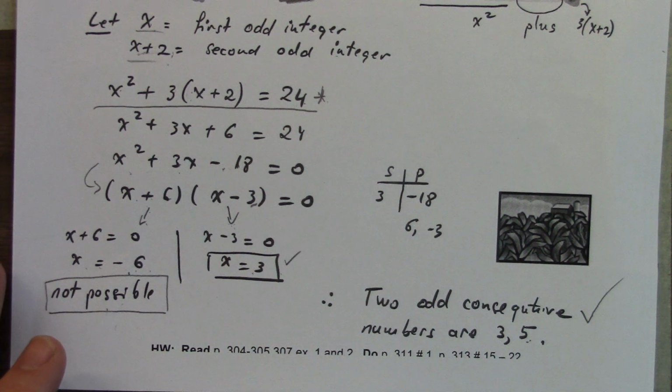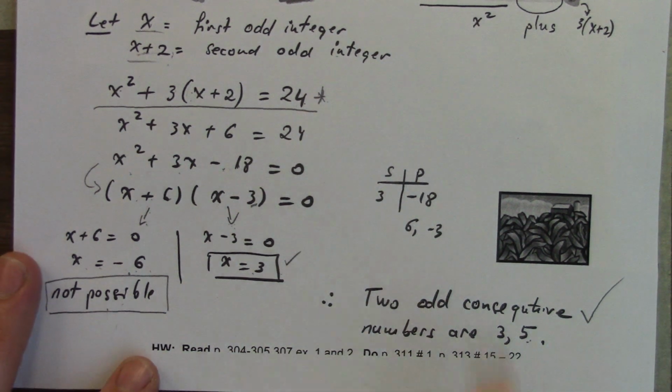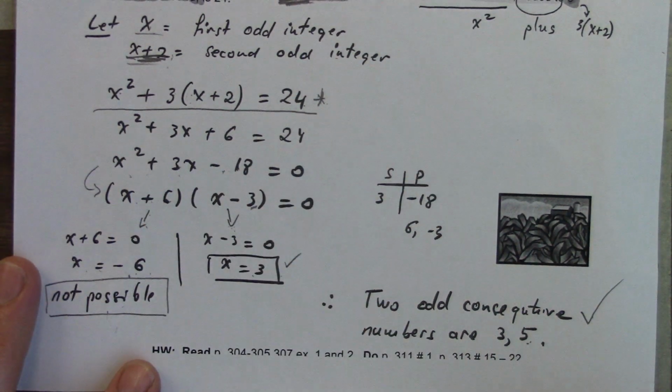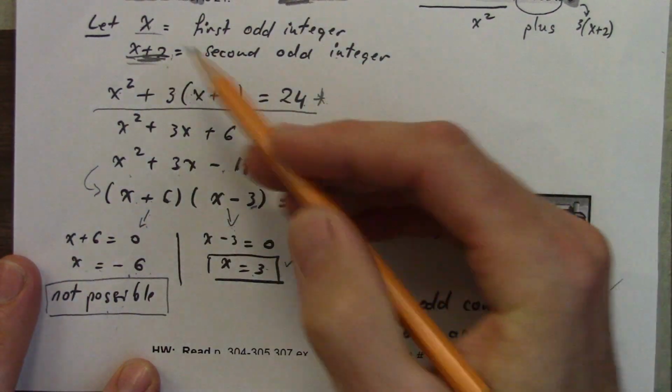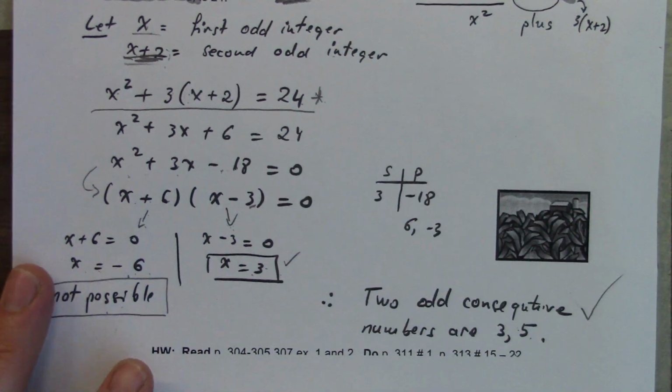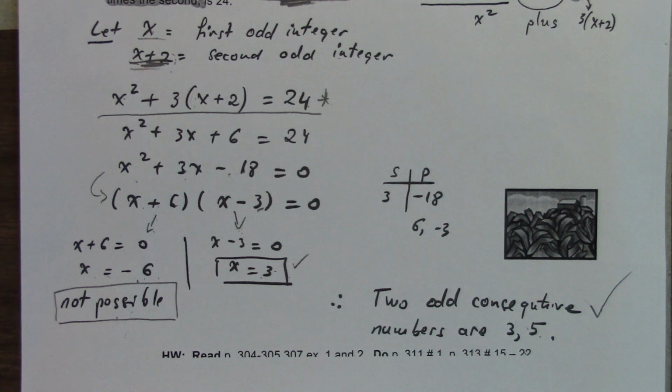Yeah? How do you get 5? How did I get 5? I went back to here. The second number is x plus 2 that I declared at the beginning. So if my first odd integer is 3, that's x. 3 plus 2 is 5. Got it? Any questions?